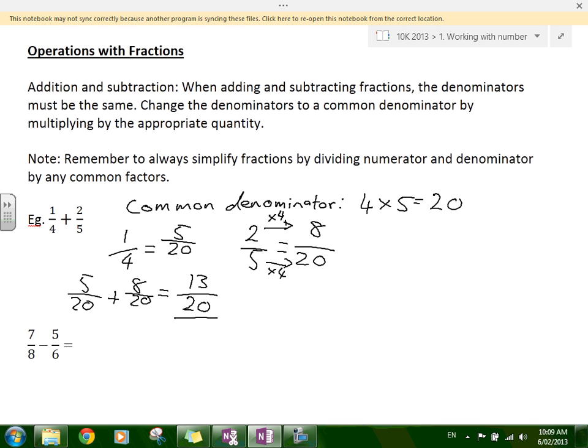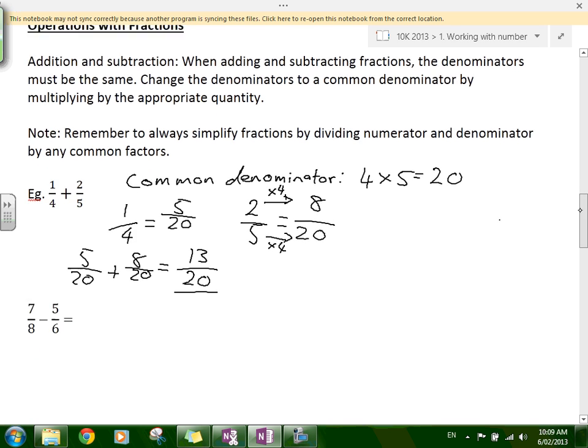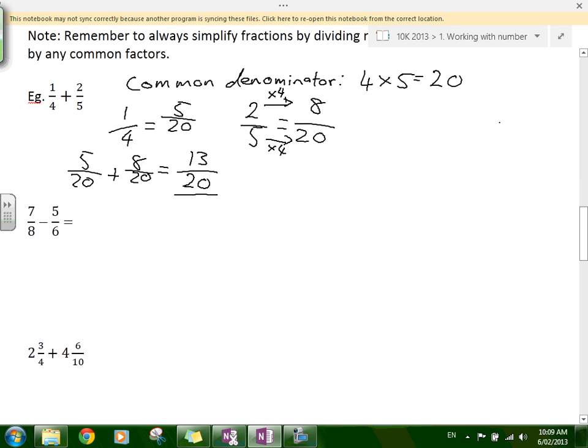Right? But again, you can use the calculator to skip all that work, but it is good to know. Look at this next example. 7 over 8 minus 5 over 6. The common denominator for this one, we can have it as 8 times 6, the easiest way to do it, equals 48.